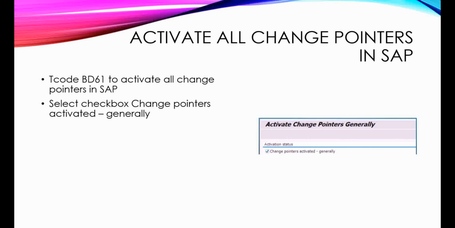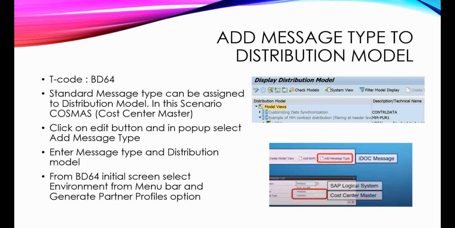The next sub action, and a very important action here, is that we have to activate all the change pointers globally in SAP. For that, SAP provided transaction BD61. We have to go there and just select the checkbox. Here we need not provide any input like message type or anything else. Simply select the checkbox. We have almost reached the end of the configuration.